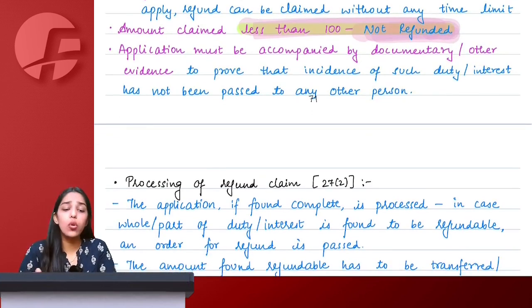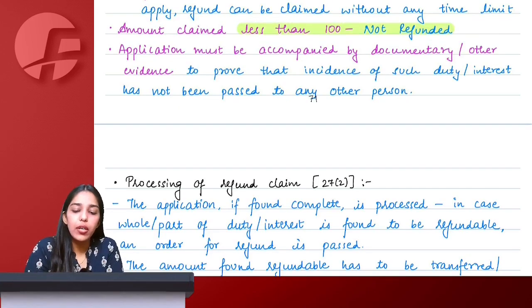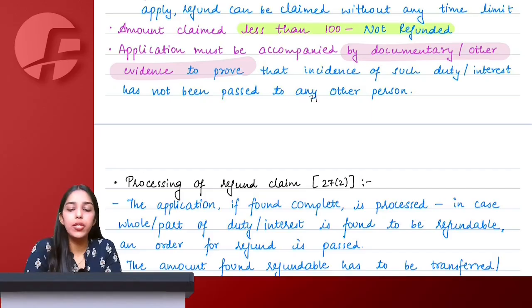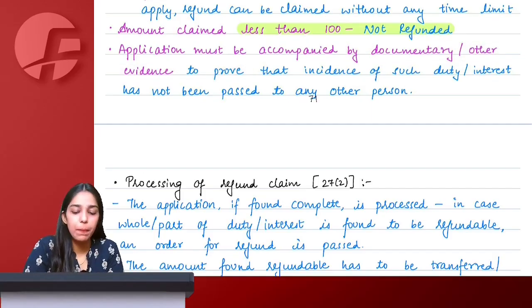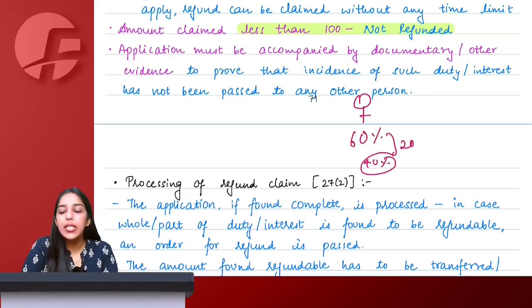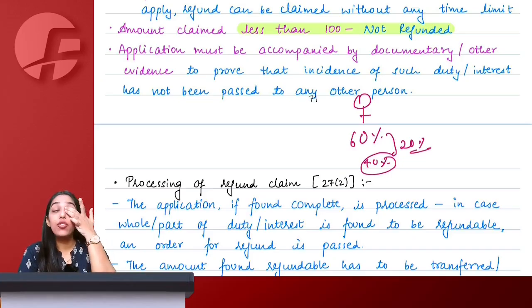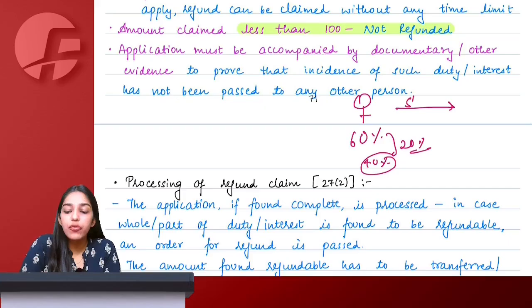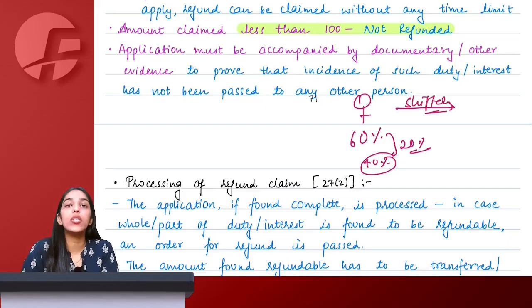Also, you need to accompany your refund application with a document showing that you have not shifted the burden to someone else. This is very much important. Let's say I am the original importer who has paid 60% duty, who was required to pay 40%, and I am seeking 20% refund. I need to produce documentary evidence proving that I have not shifted the burden of this tax on someone else.